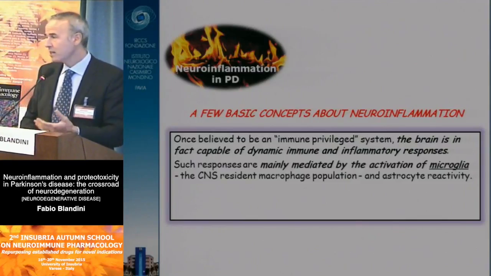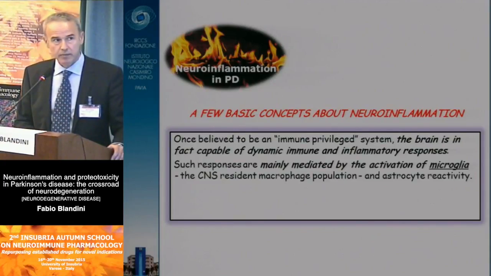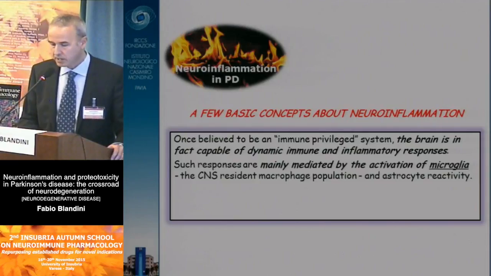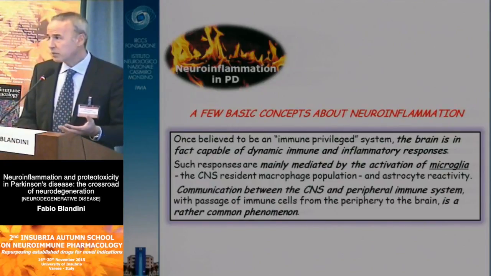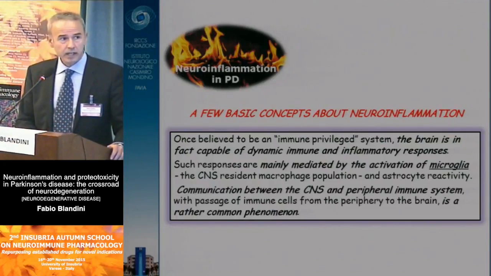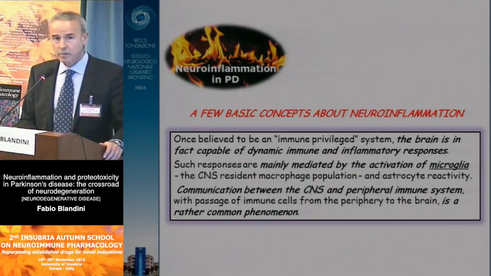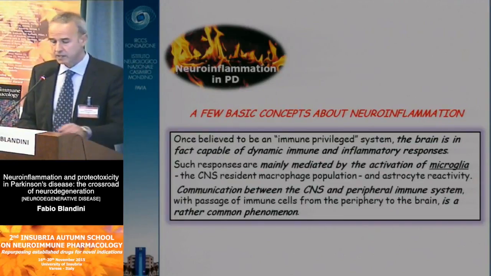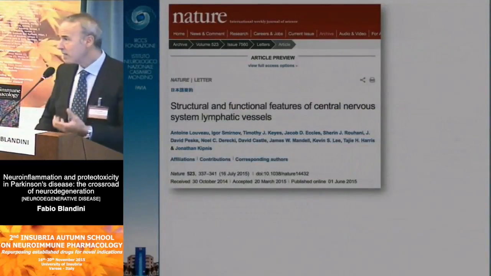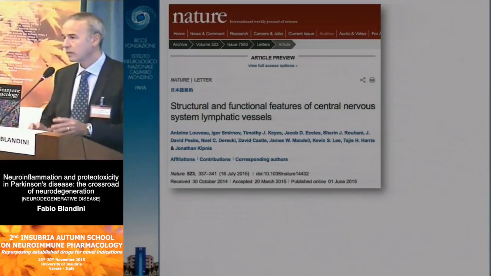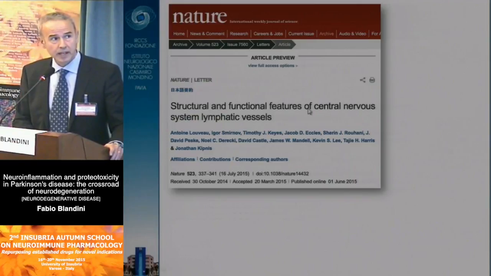These responses are mainly mediated by the activation of microglia, which is, as you know, the macrophage resident population in the central nervous system, and also by astrocyte reactivity. There is a communication between the central nervous system and the peripheral immune system. Immune cells can pass from the periphery to the brain and vice versa, and this is a rather common phenomenon. And as you probably know, a big support to this concept was given just a couple of months ago by this paper published in Nature.